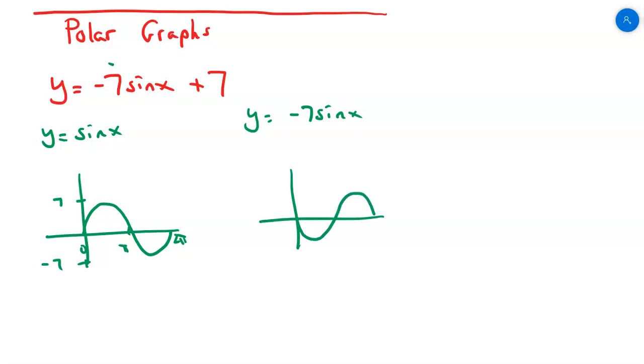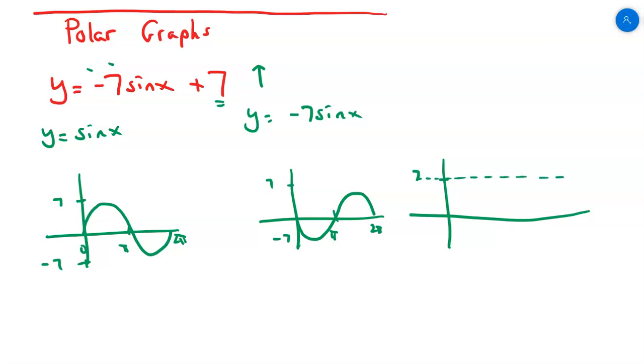All right, so now it starts at 0, it goes down to negative 7 first, and ends up here at positive 7. It still crosses the axis at pi and still ends over there at 2 pi. It just goes in the other direction. Now, what does the plus 7 do? The plus 7 shifts it up 7 units. So now my graph looks like this. Instead of starting at 0, it actually starts at 7.